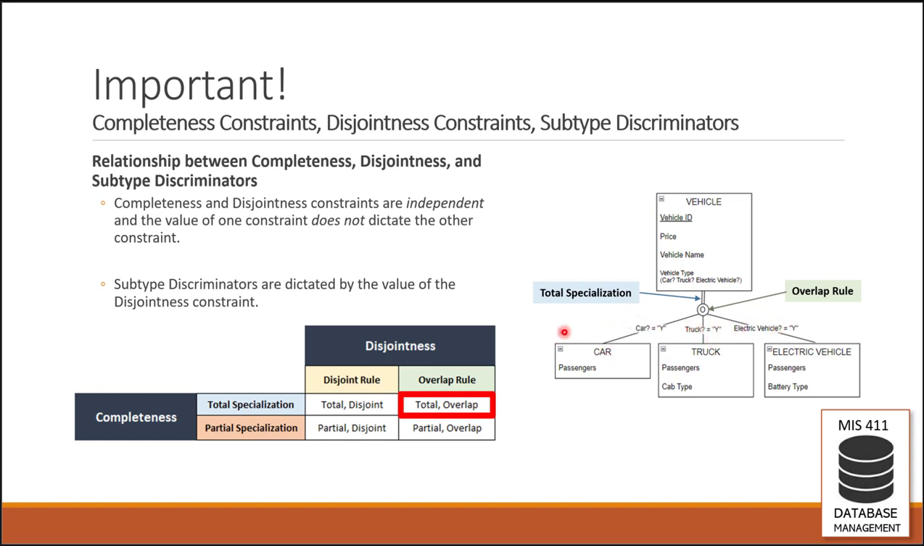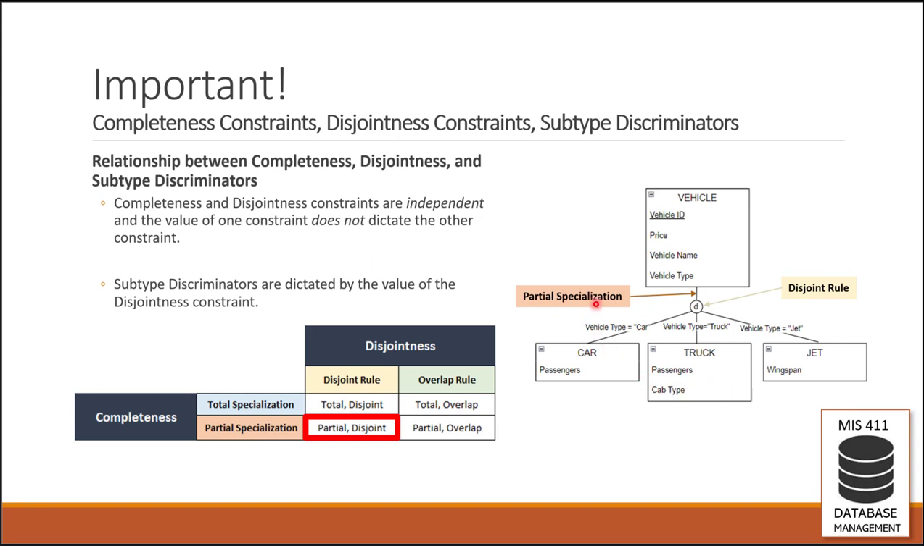So again, the idea of a Tesla where it's an electric vehicle equals yes, and it's also car equals yes. Therefore, the subtype discriminator, because it's overlap rule, has to be essentially a composite, more complex. Again, vehicle type is a subtype discriminator with a composite attribute.